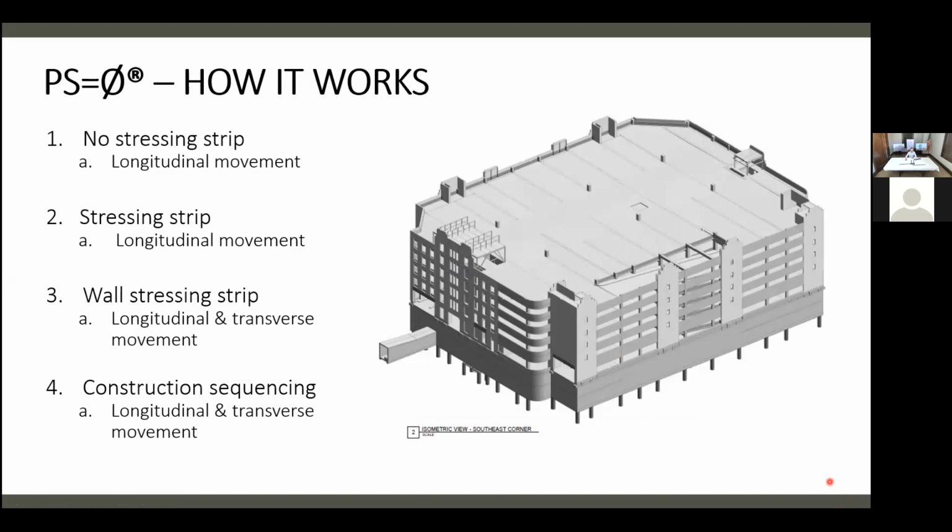So we have other applications. The first one is no stressing strip, like we just saw. If you need a stressing strip, we're doing this commonly below grade, or if the contractor just wants to have a place to stress. In a wall area, we have a wall location with and without stressing strip, and construction sequencing. And we're going to go through these briefly.